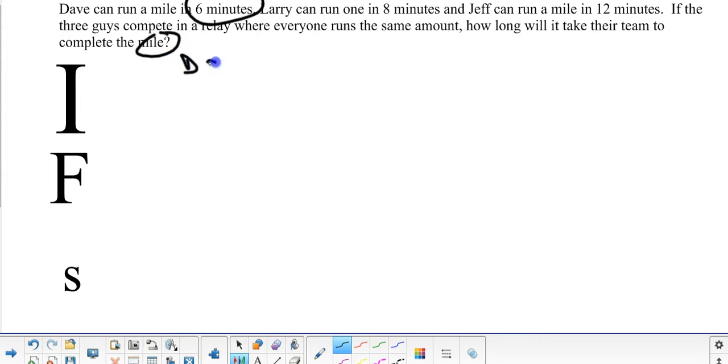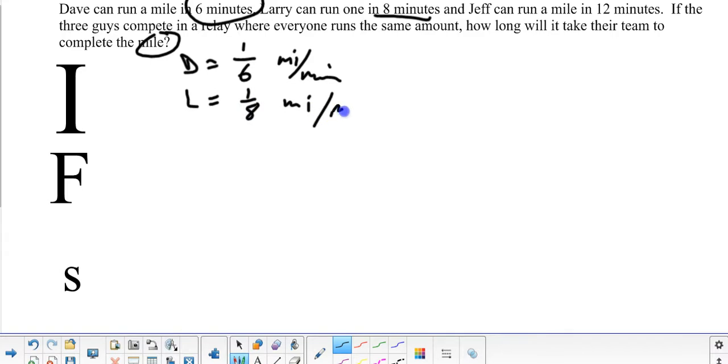So Dave, if he can run a mile in 6 minutes, his rate is 1/6 of a mile per minute. Right? Jeff is going to be 1 mile in 12 minutes. He's kind of slow. Oh, I've skipped Larry. Sorry, Larry. Larry can run one in 8 minutes, so his is 1/8 of a mile per minute. And Jeff is 1/12 of a mile per minute.